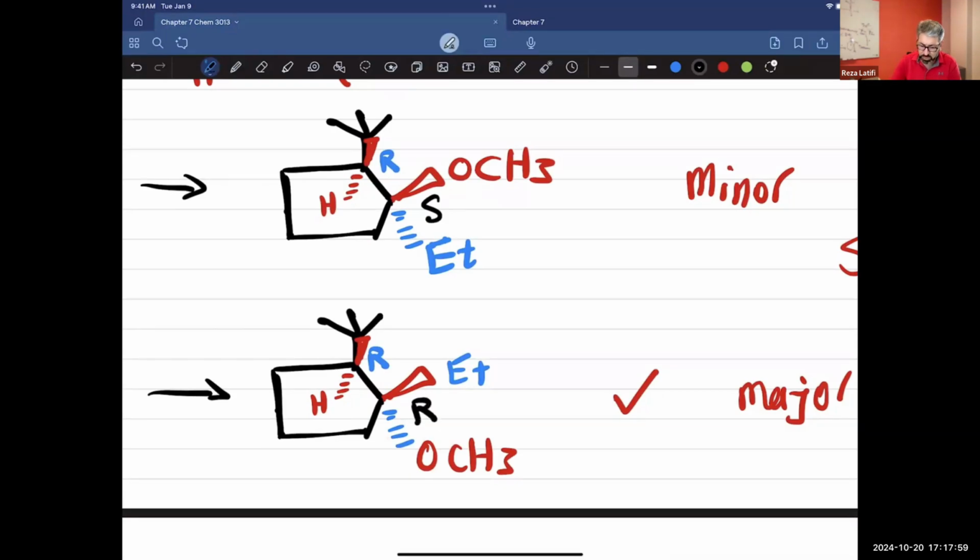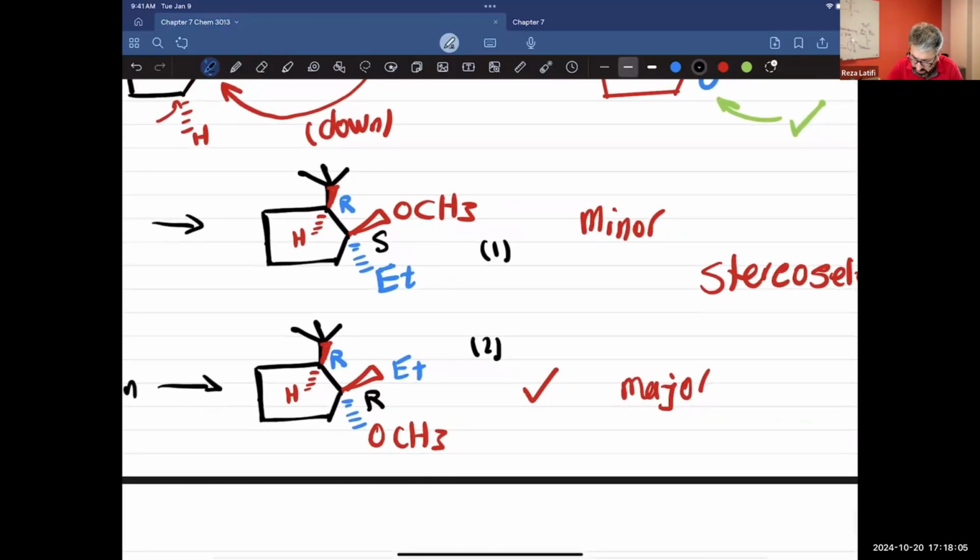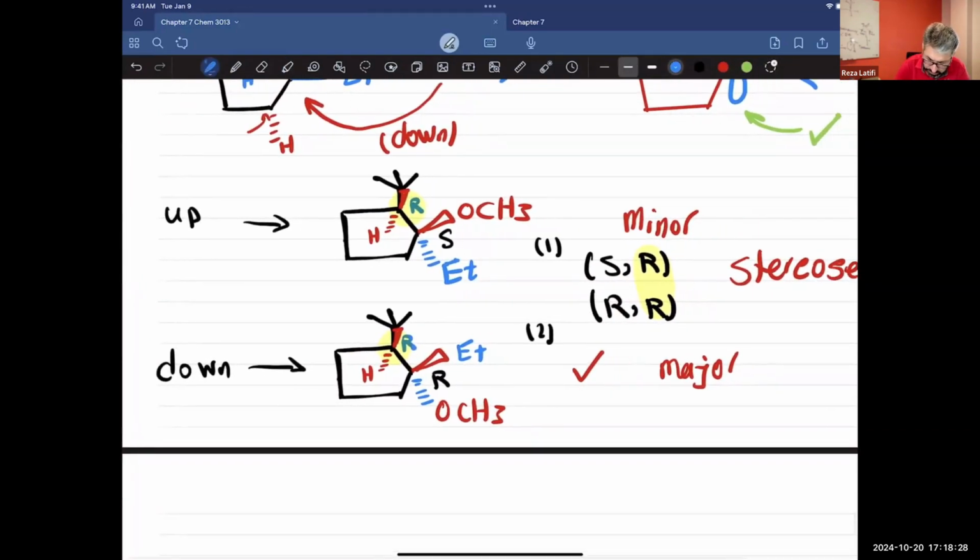So what's the relationship between the first product and the second product? The first product is R and S, or you can say S and R, and the second one is going to be R and R. One of the stereocenters did not flip and stayed as it is, and I'm talking about this stereocenter. So we are talking about diastereomers. These two are diastereomers.